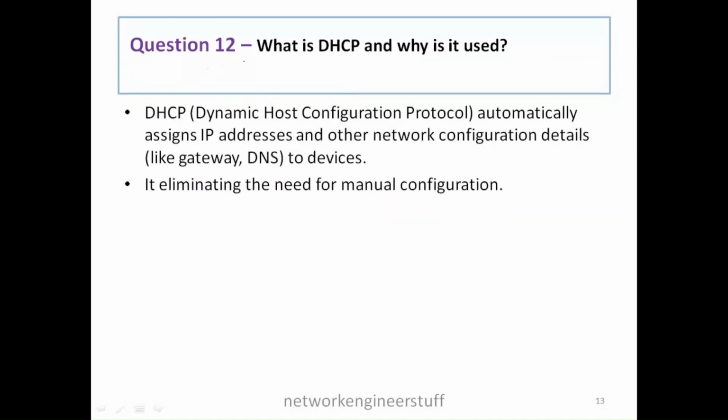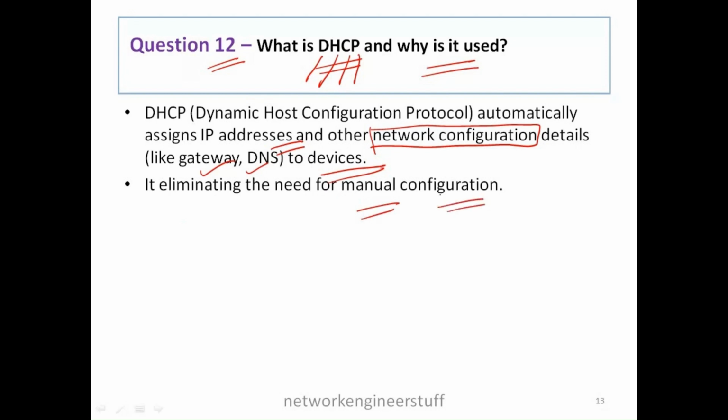Now guys, question number 12. What is DHCP and why is it used? So guys, DHCP is Dynamic Host Configuration Protocol. Now, Dynamic Host Configuration Protocol is a protocol which automatically assigns IP addresses and other network configuration details like gateway, DNS to devices. It eliminates the need for manual configuration.